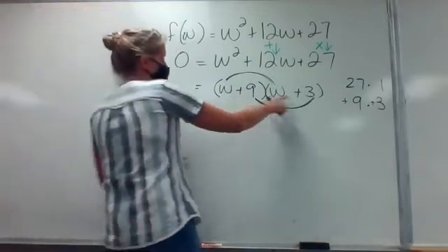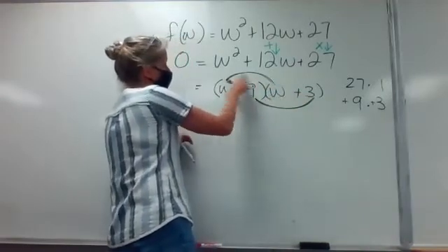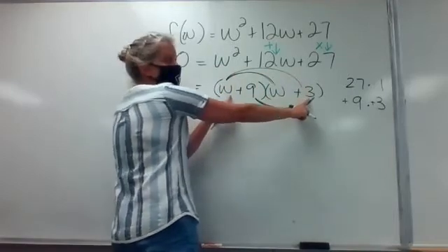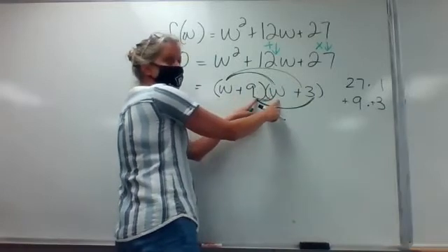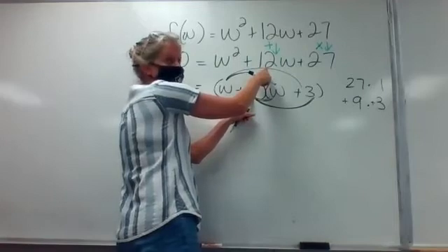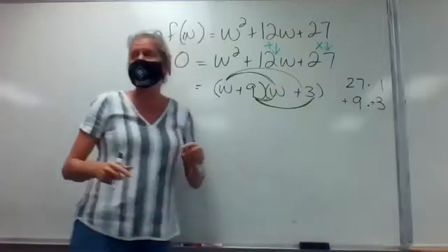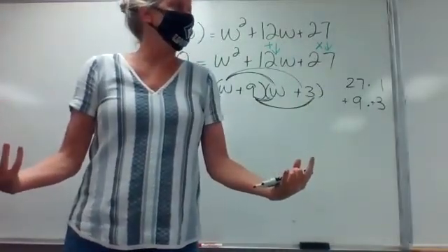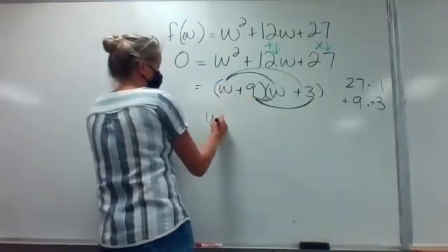After you do the factoring, here's your 2 factors, right? If I FOILed this, w times w is w squared. What would be your outer? 3w. What would be your inner? 9w. What's 3w plus 9w? 12w. And then what's your last? 9 times 3 is 27. So that's what factoring is. It's unfoiling it, or breaking it back apart into its factors. Once you get your 2 factors, you set them equal to 0.